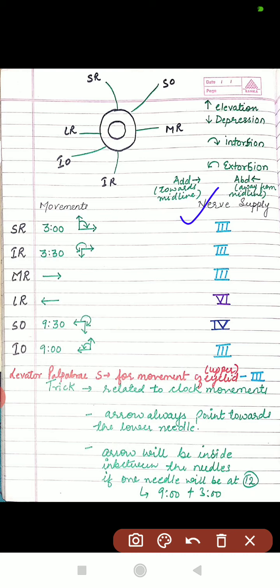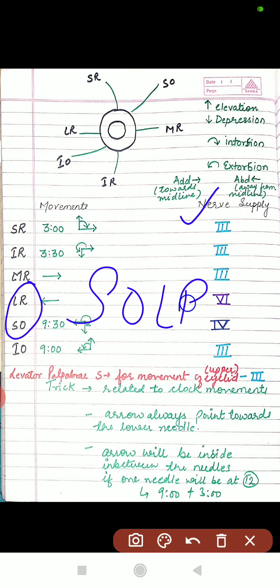Except for lateral rectus and superior oblique, all others are supplied by, as you can see, the oculomotor nerve, which is cranial nerve 3. Now let us talk about lateral rectus and superior oblique. I again have one trick for it. How will you remember which one is supplied by the 6th and 4th cranial nerve? I have one trick which is SOLR. I call it solar. Okay, so solar you can remember.